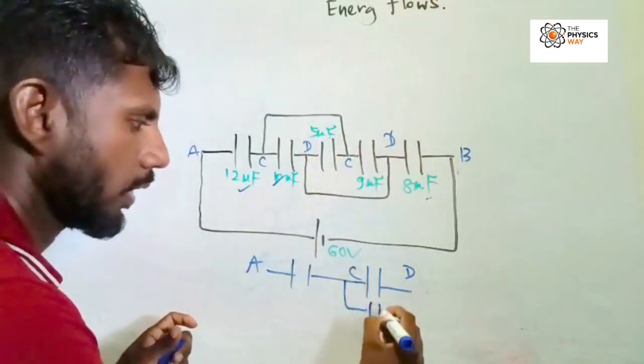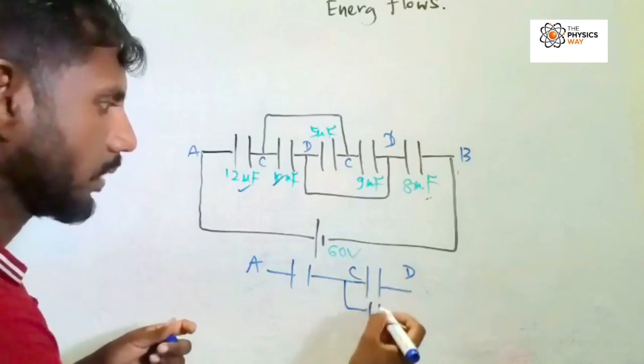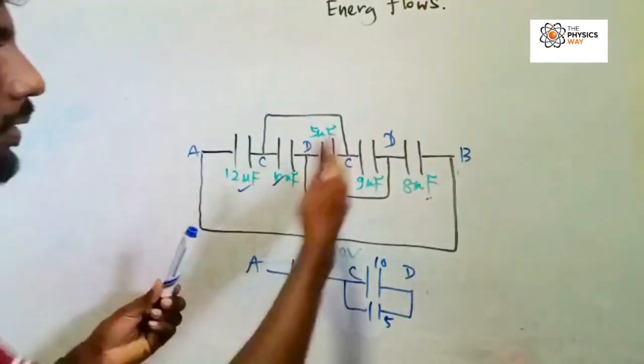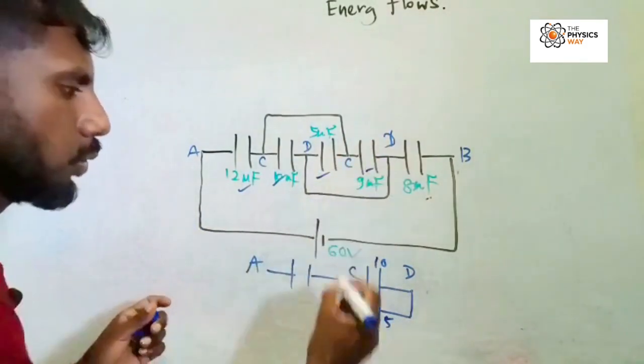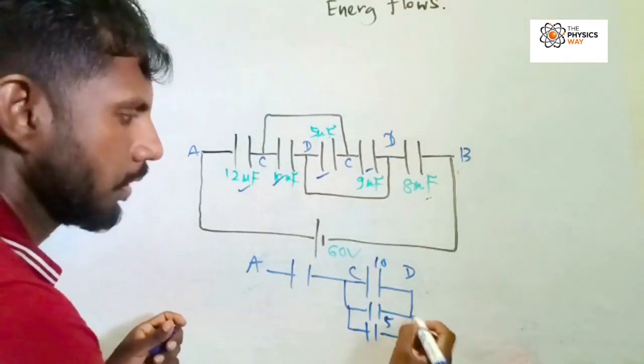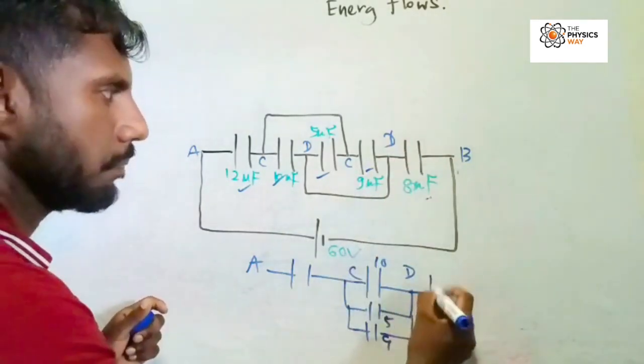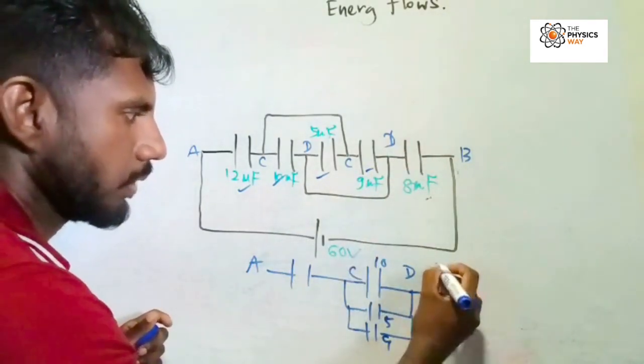So I'm going to redraw it again. Here it's 10, now it's 5, between CD. And the third one, of course, that's also in between CD, right? That's 9. And the last one, DB, it's between D and B, right? That is 9, 8.